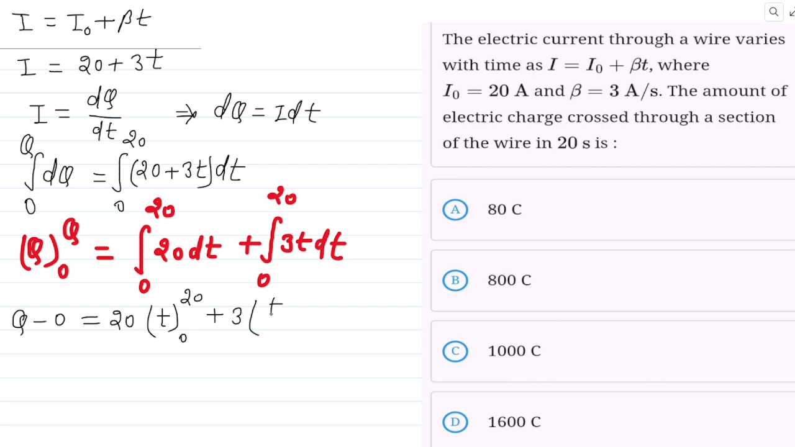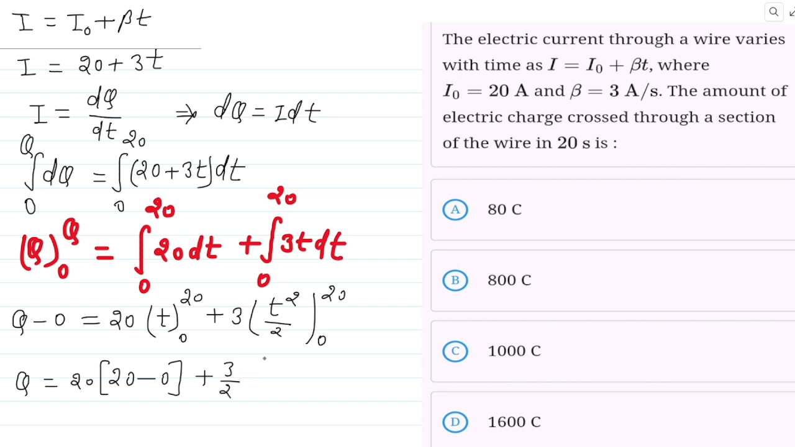It will be t square by 2. And the limit is 0 to 20. Now we have to put the value of the limit. So q is equal to 20 and we put the limit. So the formula is upper limit minus lower limit, which is 20 minus 0, plus 3 by 2. We have taken it as a constant, okay.